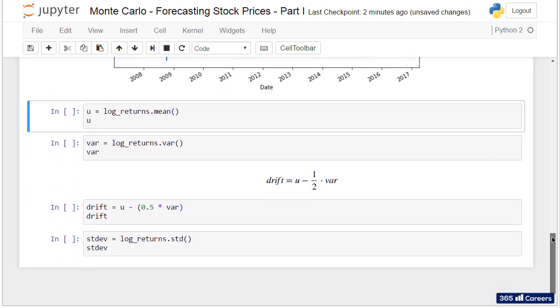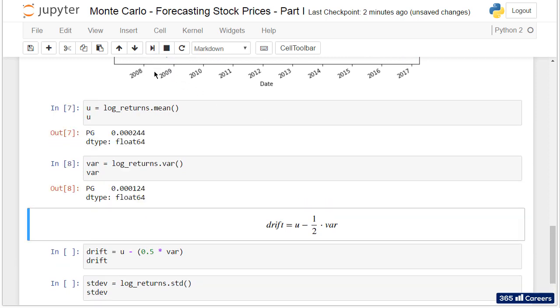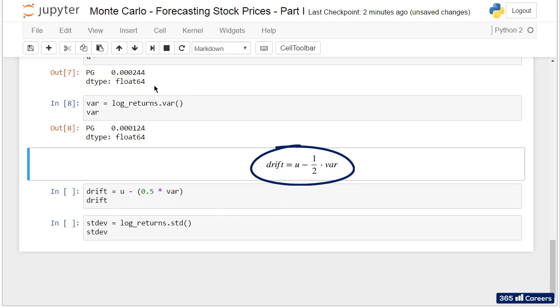Remember? We already know how to calculate mean and variance, don't we? After a few lines of code, we obtain these numbers. So, what are we going to do with them? First, I'll compute the drift component we studied in our previous lecture. It is the best approximation of future rates of return of the stock. The formula to use here will be u, which equals the average log return minus half its variance.